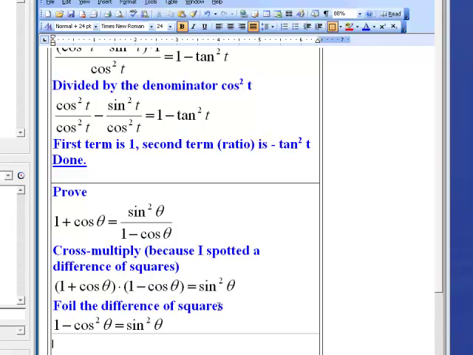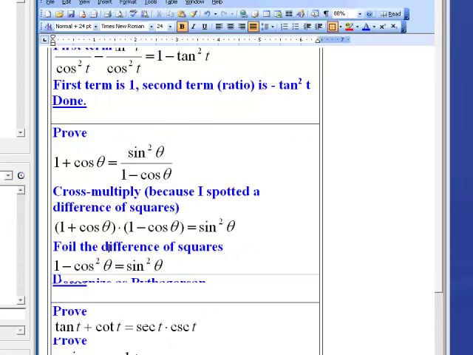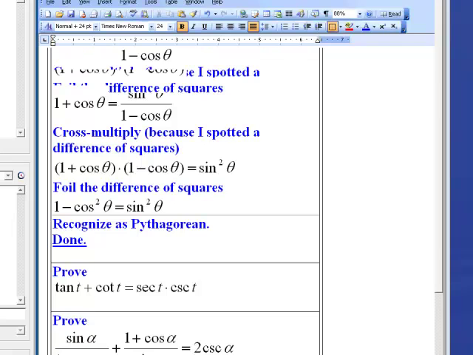I don't need to show anymore because I recognize that this is a Pythagorean identity. Recognized as Pythagorean. And therefore, we're done. Okay, let's see what happens next.